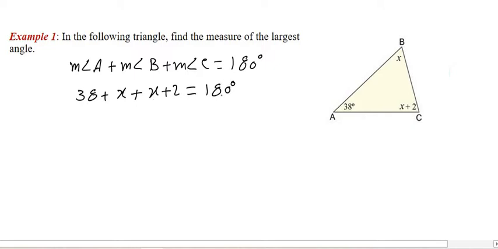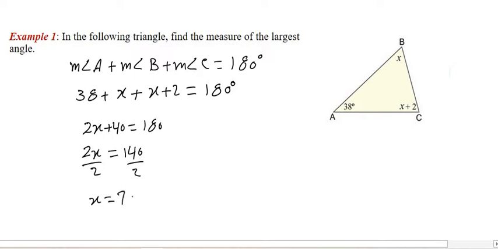And now, guys, we have a linear equation. In order to solve this equation, you need to combine like terms. You will have 2x plus 40 equals 180. And in order to get rid of 40, you need to subtract 40 from both sides. You will have 2x equals 140, and by dividing by 2 to find out the value of x, so x equals 70.